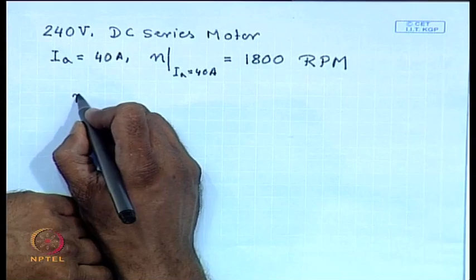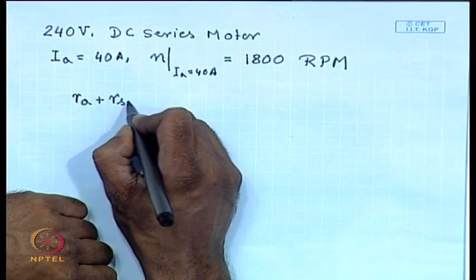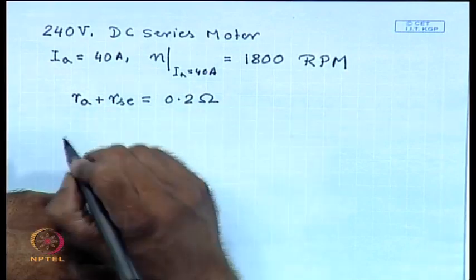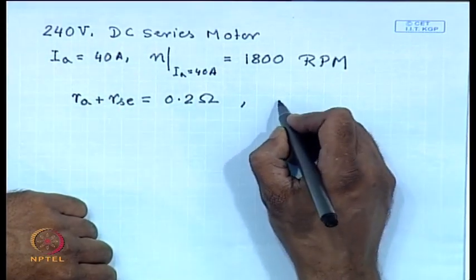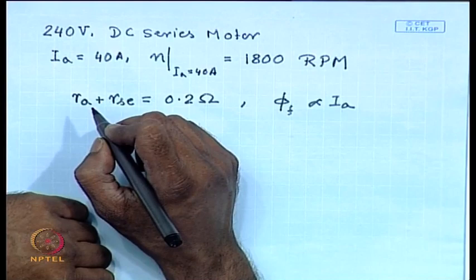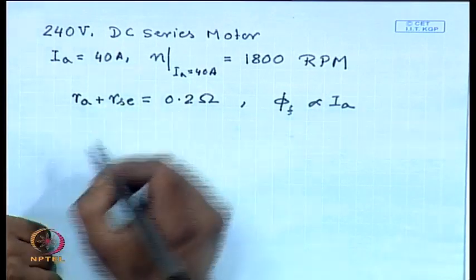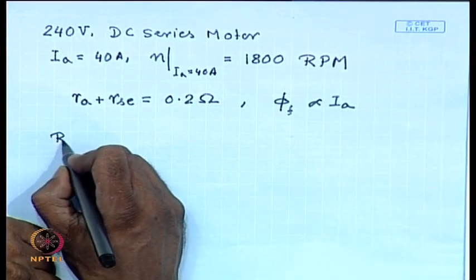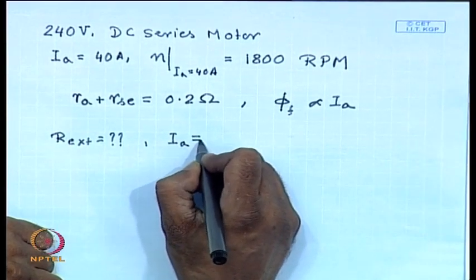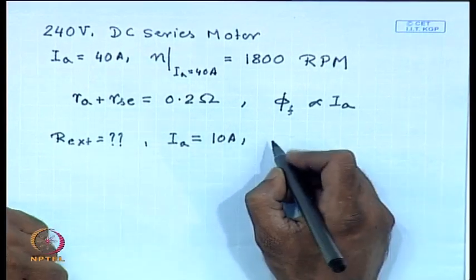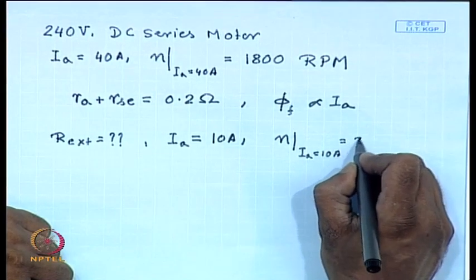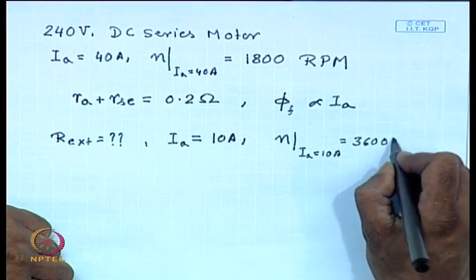It is given that the sum of the armature resistance and series field resistance is 0.2 ohm, and also the machine is unsaturated, that is the field flux is proportional to I A. Now, let us try to find out how much R external is necessary if at a load armature current I A equal to 10 ampere, we want N to be 3600 rpm.